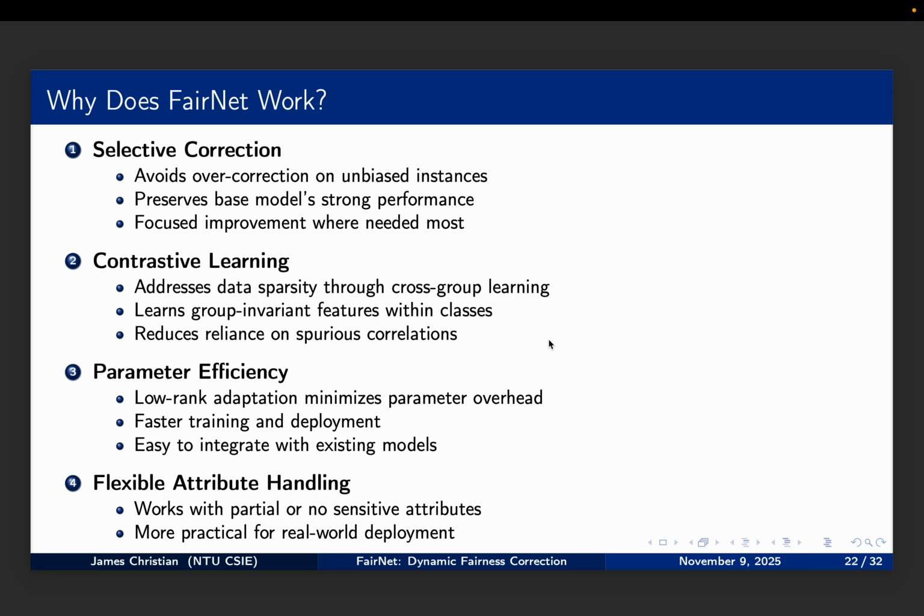correlations. Third, parameter efficiency. Low-rank adaptation minimizes parameter overhead. This enables faster training and deployment. It is easy to integrate with existing models. Fourth, flexible attribute handling. It works with partial or no sensitive attributes. This is more practical for real-world deployment.